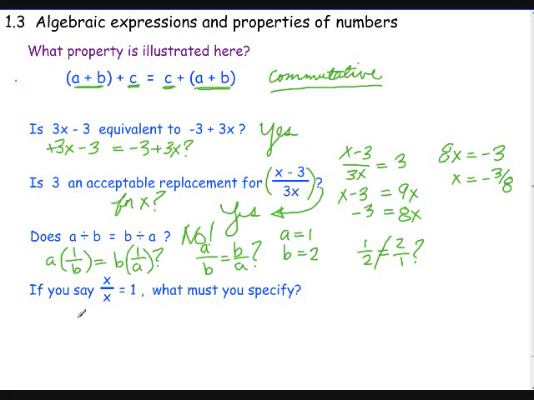Okay, finally, if you say x divided by x equals 1, what else do you have to say? Can never divide by 0, right? So this x cannot equal 0.